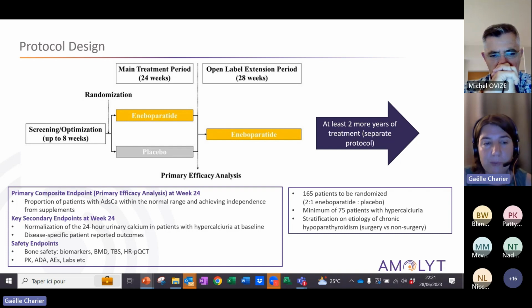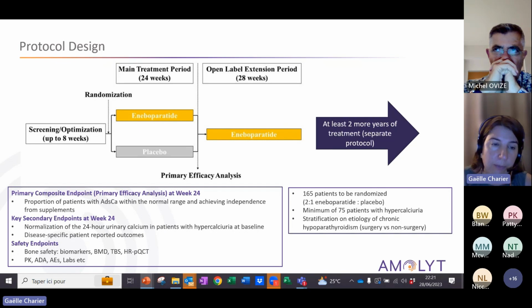So we are going to look at bone safety, looking at these biomarkers Michel just presented, looking at bone mineral density, and some scores also about looking at quality of bones using different imaging methods. We will also assess the pharmacokinetic profile of the drug in the blood of patients and if patients are developing anti-drug antibodies, and of course, if there are any adverse effects, any abnormality on labs, etc.